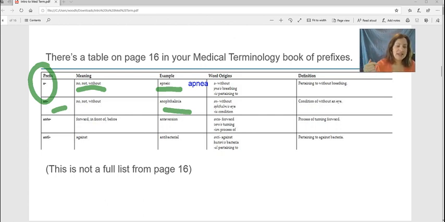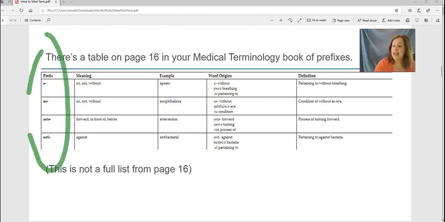Ante means forward, in front of, or before. They use the word anteversion. Anteversion is referring to the positioning of a baby. Anti with an I means against. So antibacterial, like a hand sanitizer, it might be an antibacterial, or a soap, means against bacteria. Means that it's fighting against bacteria. So by knowing at a glance what these mean, you can easily decipher a word that is presented to you.